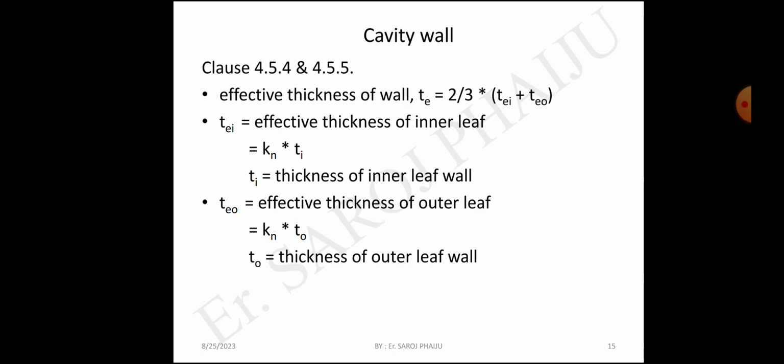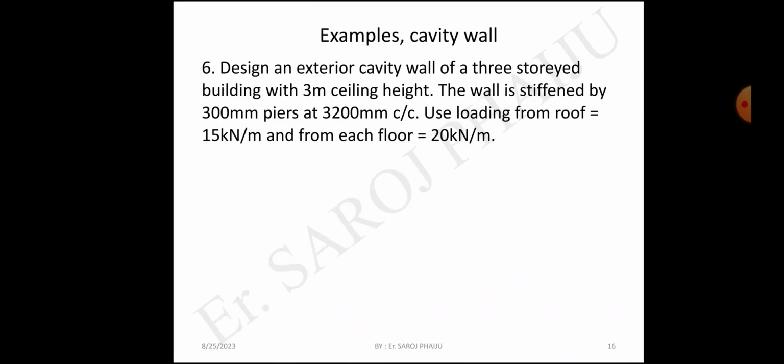Cavity wall clause 4.5.4 and 4.5.5. Effective thickness of wall T भनेको 2/3 into TEI plus TEO. TEI भनेको effective thickness of inner leaf, K1 into TI. TI भनेको thickness of inner leaf wall. TEO भनेको effective thickness of outer leaf, K1 into TO. TO भनेको thickness of outer leaf wall.